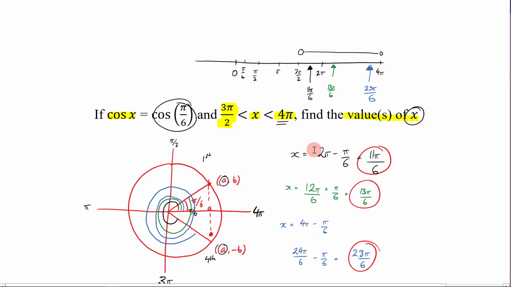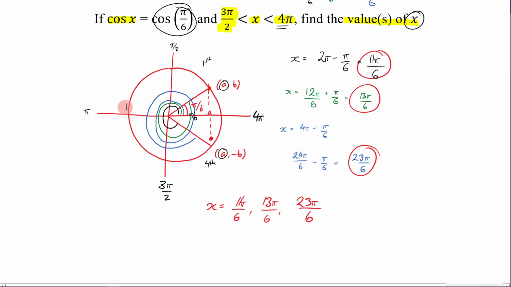So it's just really important that you can work through these questions, that you can identify what your domain is and what's going to fit within your domain as well.